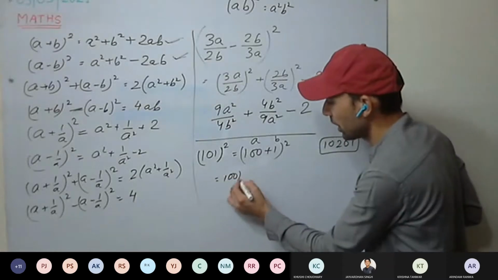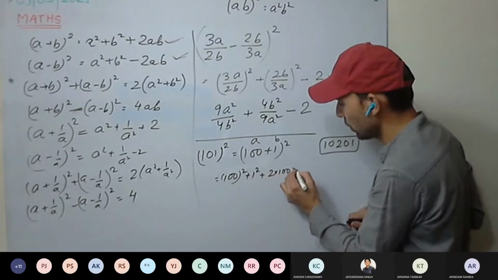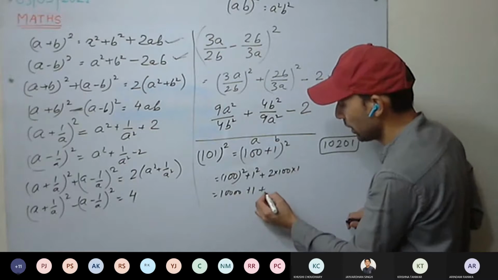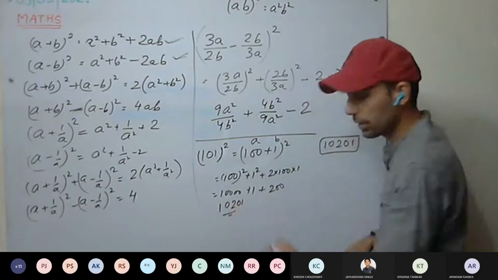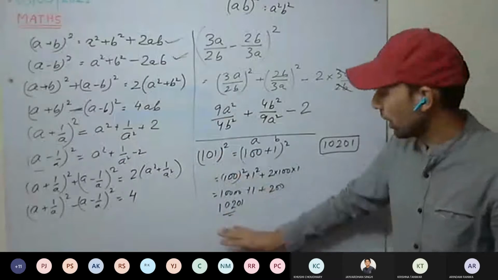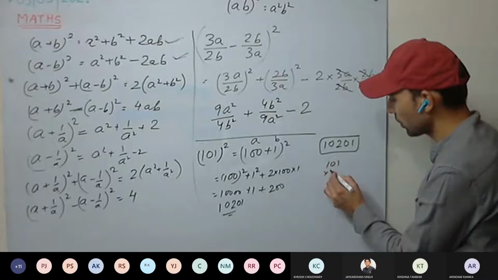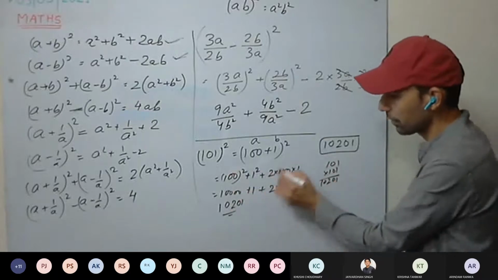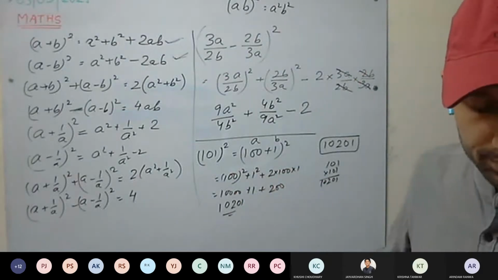So it will be how much? 100 square plus 1 square plus 2 into 100 into 1. 10000 plus 1 plus 200, which is 10201. Got it? And see here, in examination, after solving, if you have time, check by doing 101 into 101, and see if you are getting the same answer. That means you have used the identity perfectly. Clear? Anyone have doubt here?